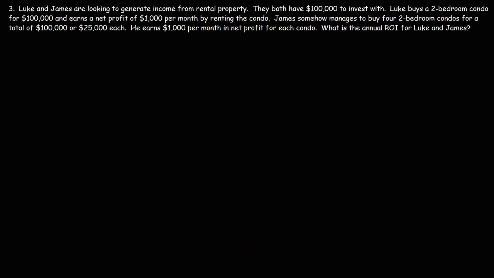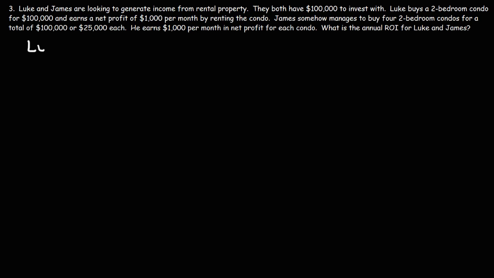Number 3, Luke and James are looking to generate income from rental property. They both have $100,000 to invest with. Luke buys a 2-bedroom condo for $100,000 and earns a net profit of $1,000 per month by renting the condo. James somehow manages to buy 4 2-bedroom condos for a total of $100,000, or $25,000 each. He also earns $1,000 per month in net profit for each condo. What is the annual ROI for Luke and James? That is from their rental income.